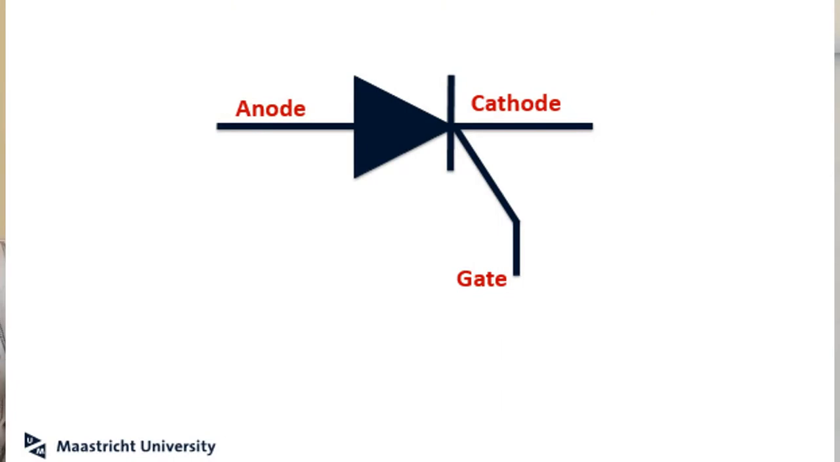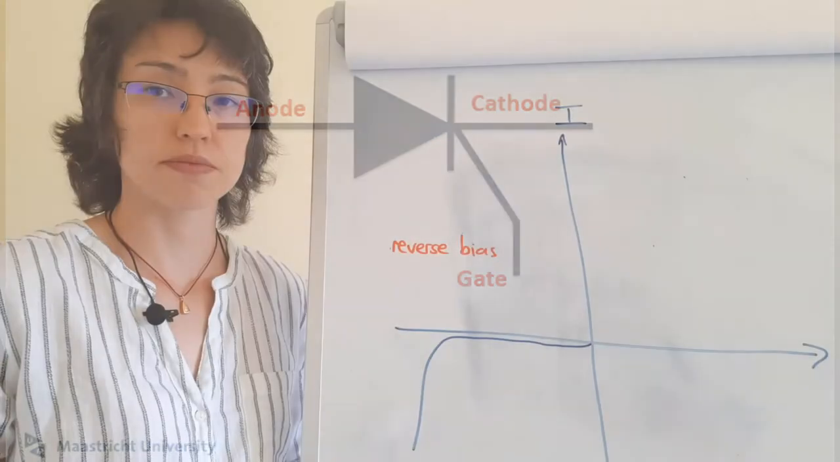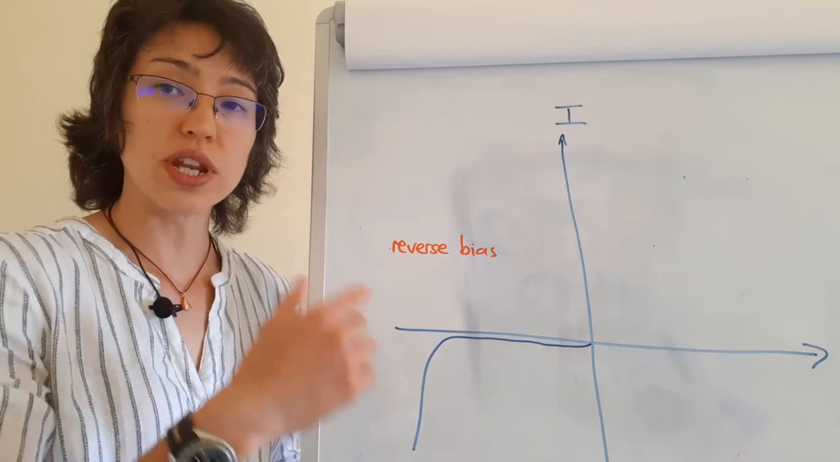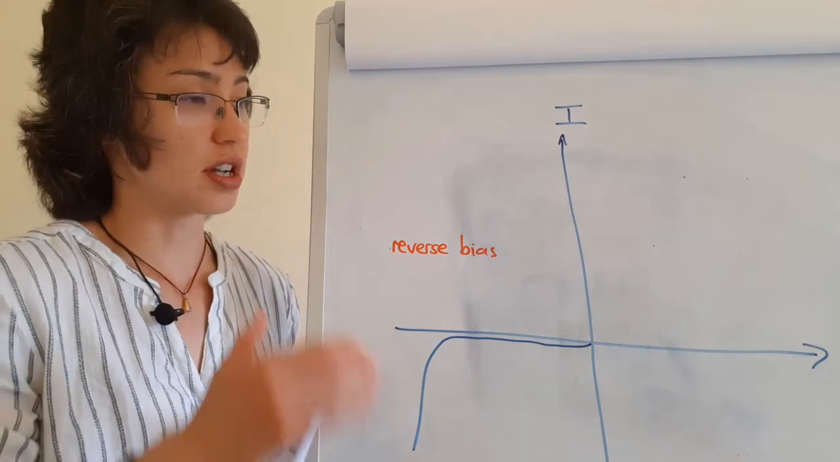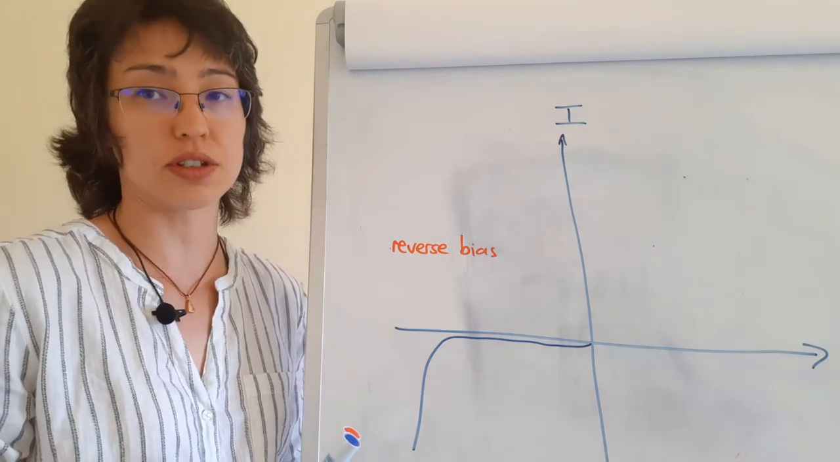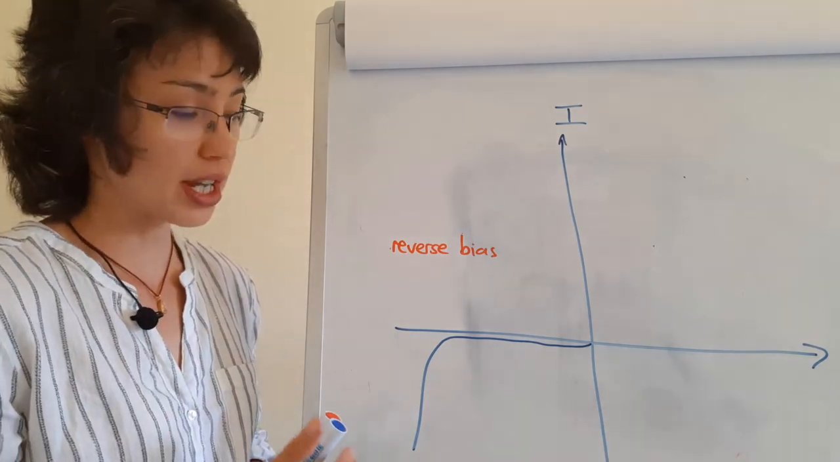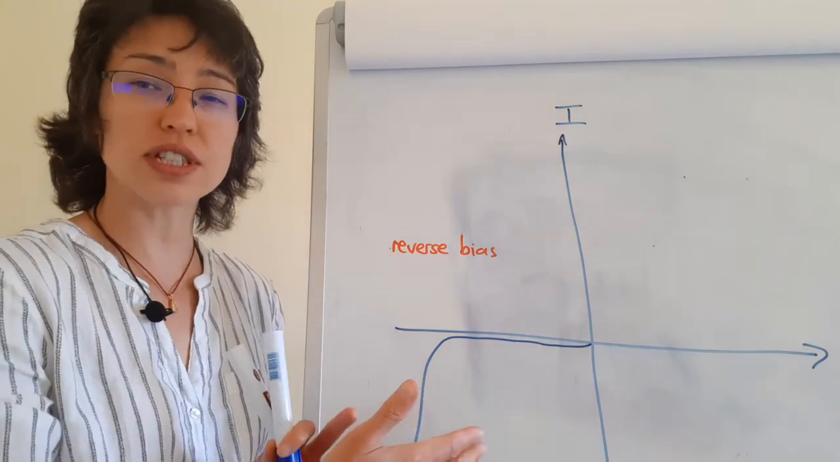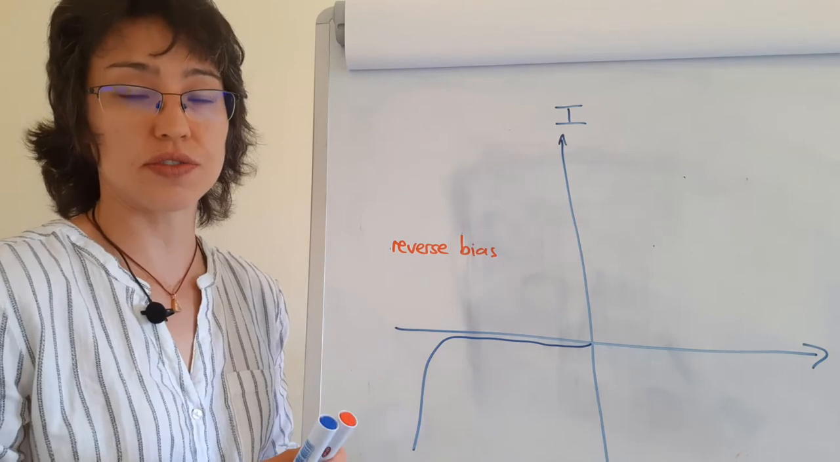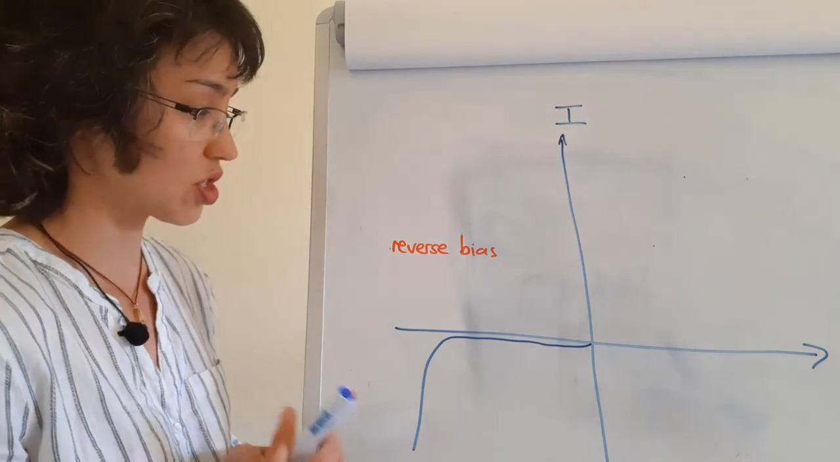This is the circuit symbol for a thyristor. Now let's take a look at the IV characteristics. We know that a thyristor only allows current to flow in one direction and only when a gate voltage is applied. So when it's in its on state, it acts like a diode because it only allows current to flow in one direction when switched on.